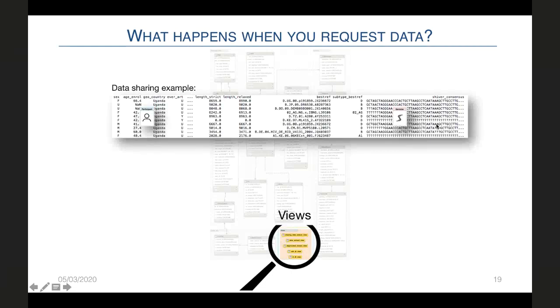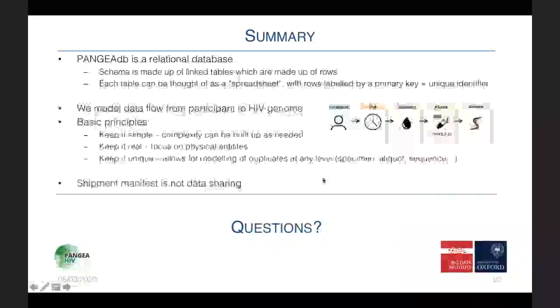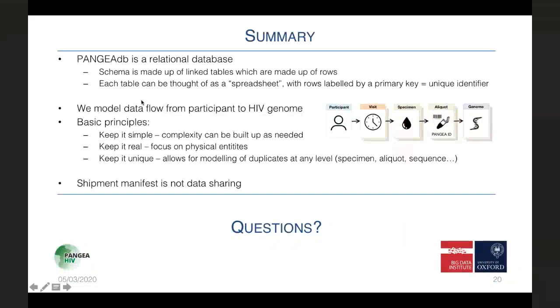So, just to draw it all together, the PANGEA database is a relational database. It is in some sense very simple. The schema is made up of linked tables, which are made up of rows, same as any relational database. And you can think of each table as basically a spreadsheet about one particular kind of information with rows labeled by a primary key, which is the unique identifier, and that links everything together. We model the data flow as coming from the participant all the way through to the HIV genome.